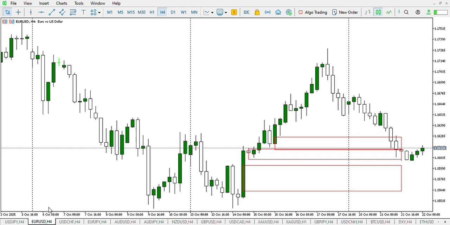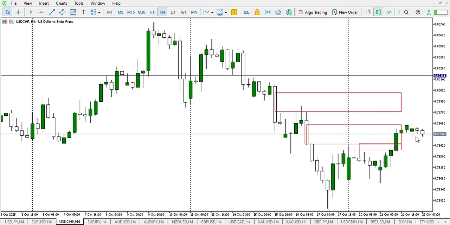On EUR USD, as you can see, we marked this zone right here and this zone, and we can see price testing this zone and looking for a support, so we can expect a rally further up.